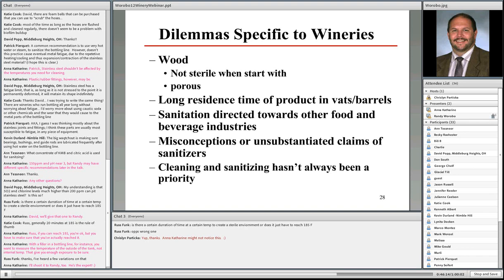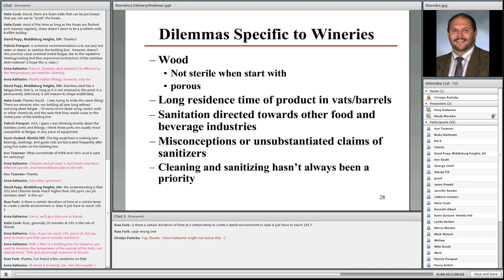it's not going to have any effect. So specific problems for wineries compared to the rest of the food and beverage industry, you have wood. It's a porous material, as well as it's not sterile when you start it. So the first time you use a barrel, you can have wild yeast associated with a brand new barrel. You have long residence times of the finished product in vats or barrels. It means it has more time for the microorganisms to grow.